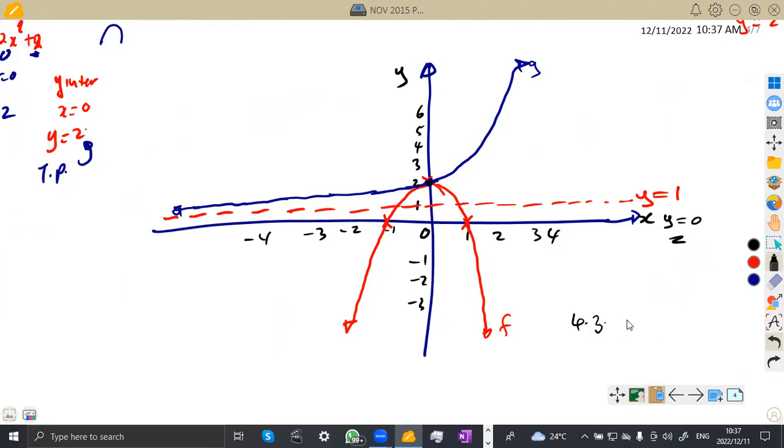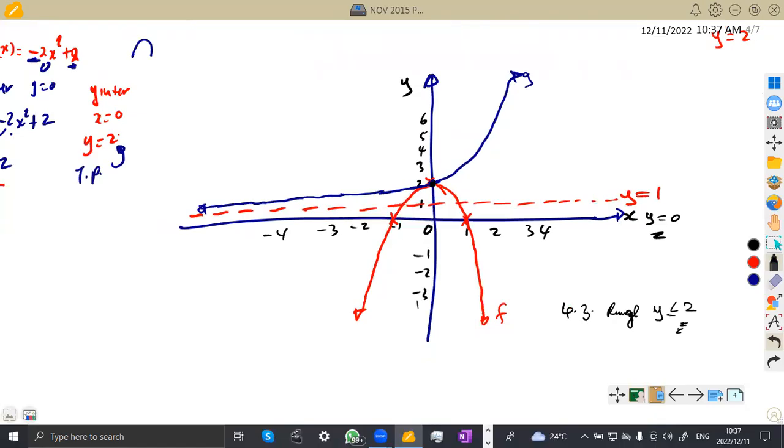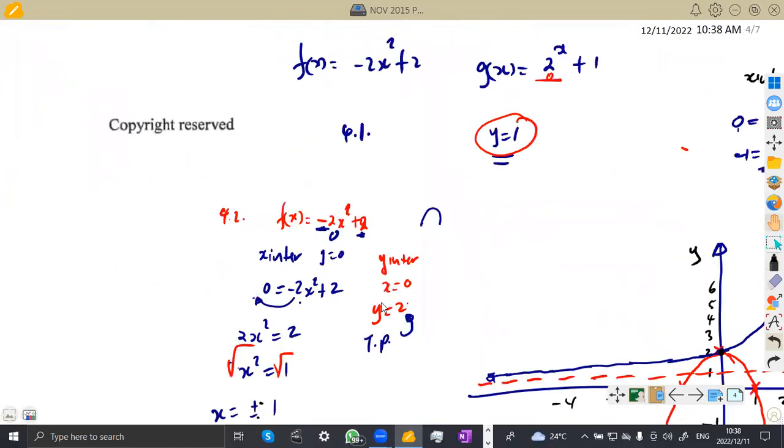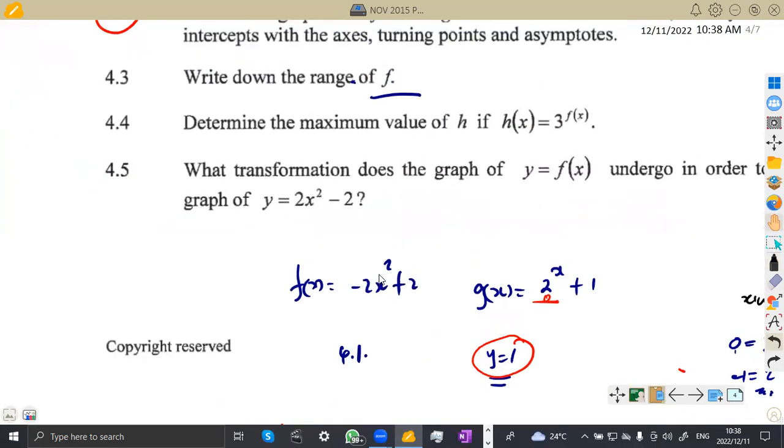Okay, 4.3. So the range, we are going to refer to the values of y which are less than or equal to 2. The y is not going to exceed this one. All right, so or from -infinity up to 2. You can write it that way, from -infinity up to 2. All right, so that was the range.